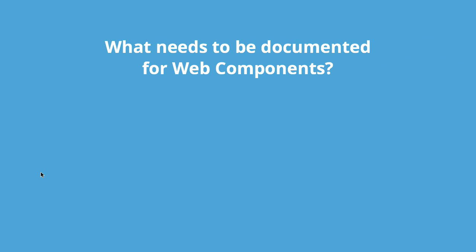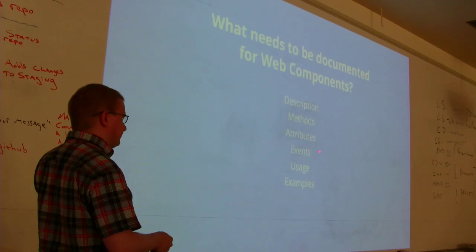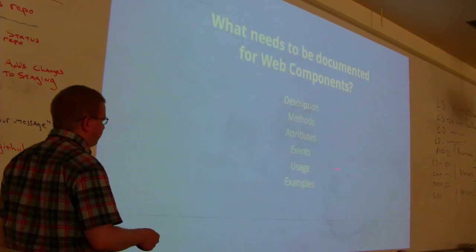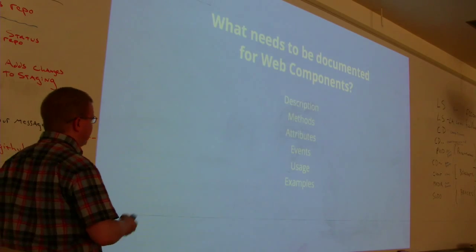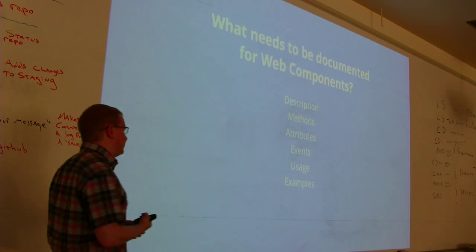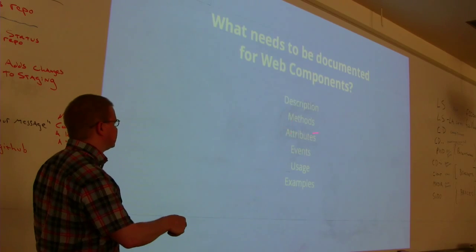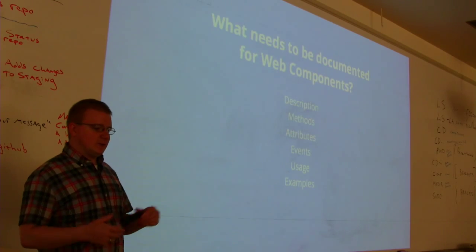So what needs to be documented for components? I think we need a description. We need all our methods. We need our attributes. So methods being those functions, like start and stop. Attributes, those something equals in HTML, so our interval on our slideshow, for example. Our events, any custom events that we're using. How it's supposed to be used. And then examples. What the actual code is. Maybe examples of different combinations of attributes. What that looks like.